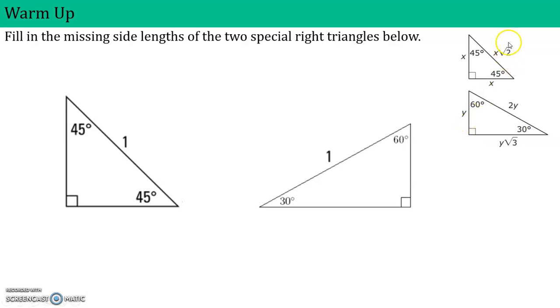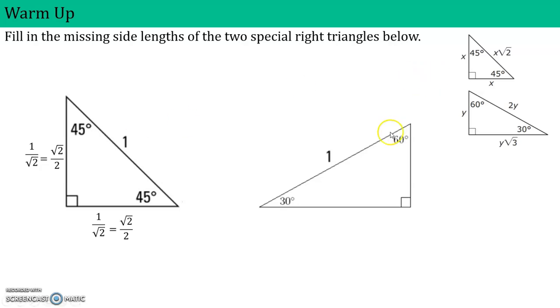So let's apply this to these pictures. This is a 45, 45, 90 triangle. I know the hypotenuse. I'm going to divide by root 2 to get both leg lengths. And then I'm going to write my answers with rationalized denominators. So I'm multiplying by root 2 over root 2. And you get final answers root 2 over 2.